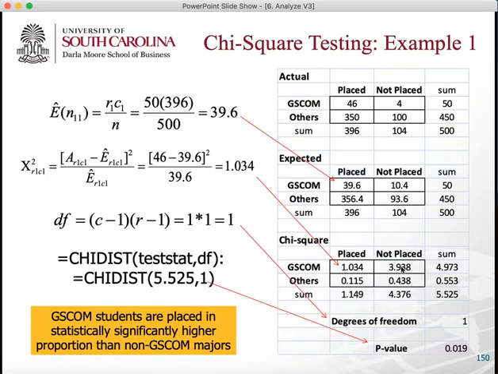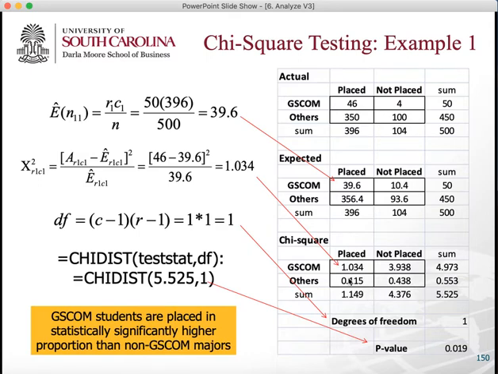You do the same for this one as well. So it will be the 4 minus 10.4 squared divided by 10.4. You're going to get to 3.938. You sum all of these. You do the same for this one. So what is 0.115? That is 350 minus 356 squared divided by 356.